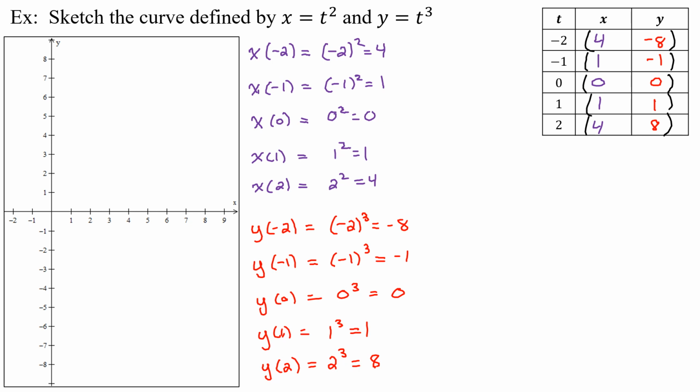And I'm going to plot those points. So (4, negative 8) would be way down here. (1, negative 1) would be right here. (0, 0) is the origin. (1, 1) is right above that. And (4, 8) would be about right here.